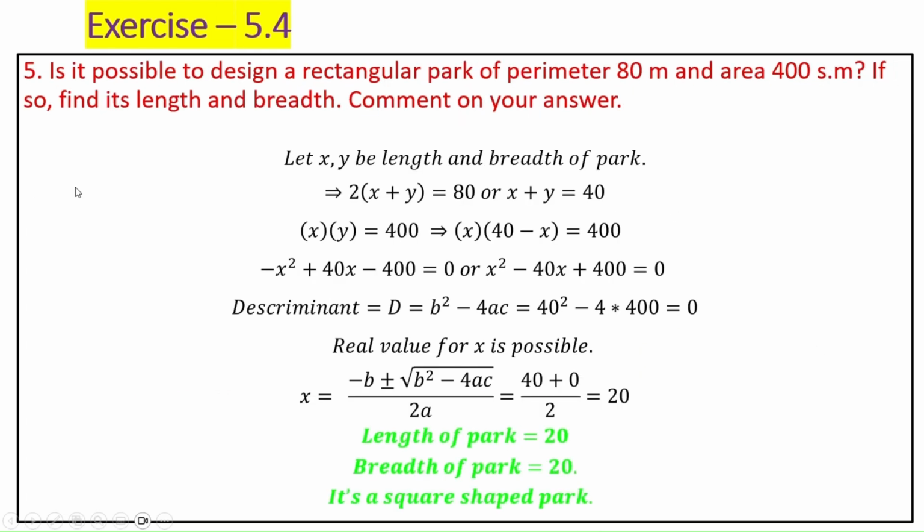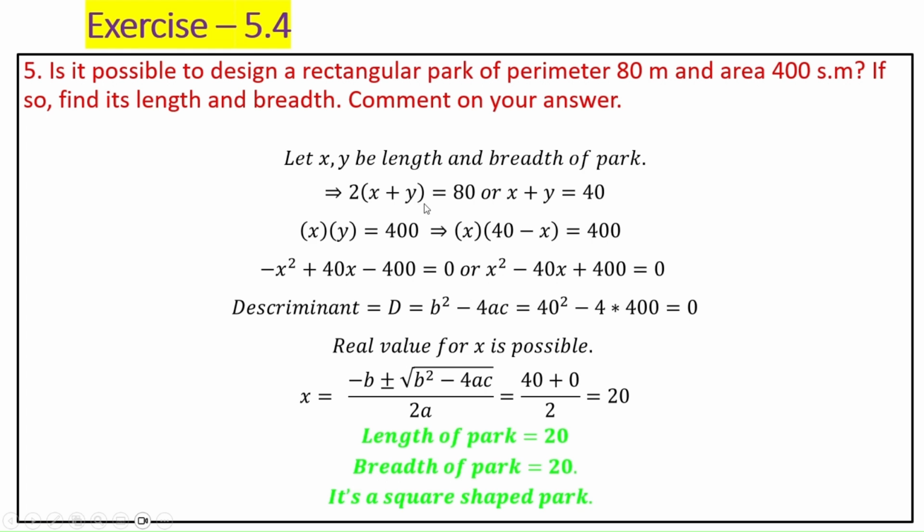Is it possible to design a rectangular park of perimeter 80 meters and area 400 meters square? If so, find the length and breadth. Comment on your answer. Okay. Let x, y be the length and breadth of the park. So that means the perimeter is 80, it is given.